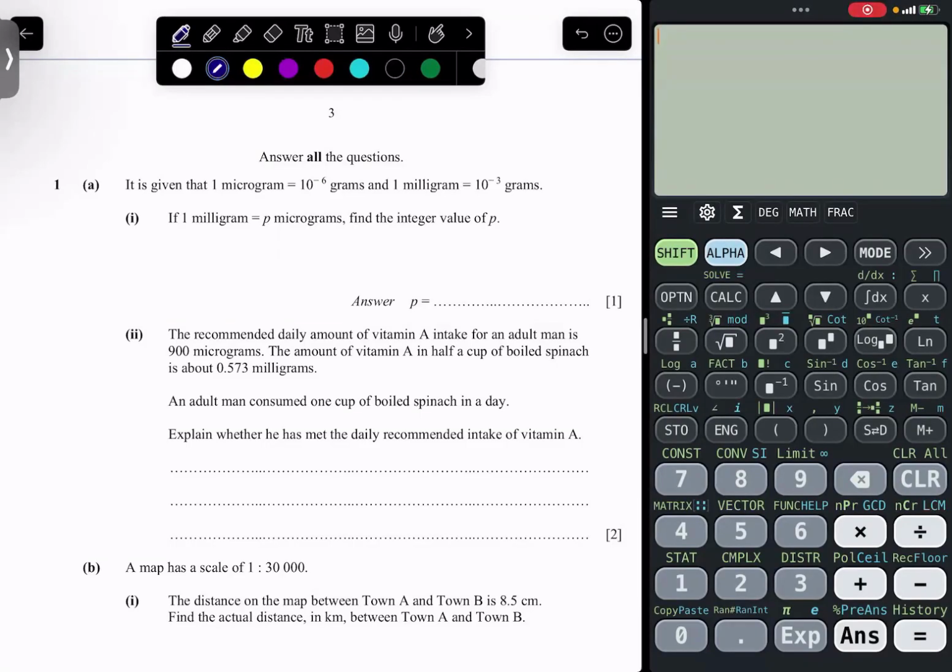Outram Set 2024, question, 2024 paper 2, right? It is given that 1 microgram is 10 to the power of negative 6 gram and 1 milligram is 10 to the power of negative 3 gram. If 1 milligram is equal to p microgram, find the integer value of p.